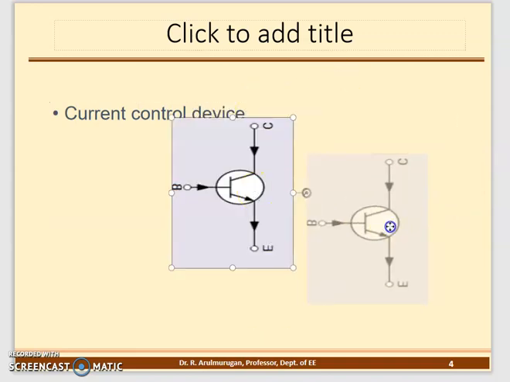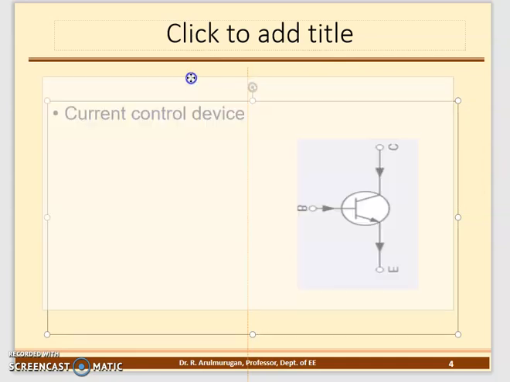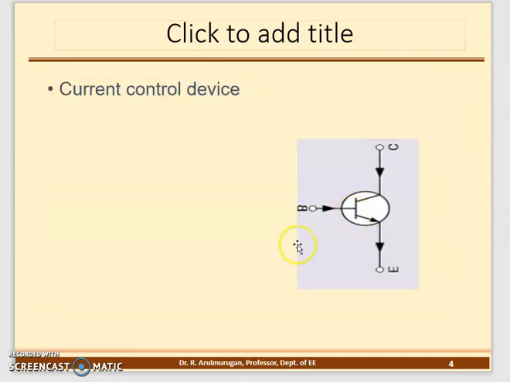These are the introduction about the first topic, then I will go ahead further. So what does current control device mean? Here you give a current pulse to the base terminal. Only then will it allow control.